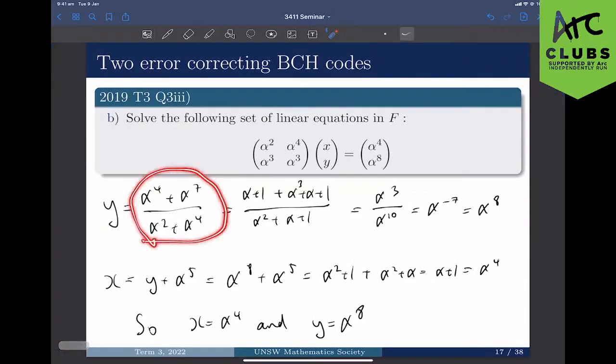And to simplify this term, we look back at the table that we had, which details what all the powers are equal to. So for example, alpha to the power 4 is equal to alpha plus 1. So we just add this all up, and we end up with y being alpha to the power of 8. And then once we find y, we sub it for x, and we end up getting alpha to the power 4. So we've solved the values of what x and y are equal to.